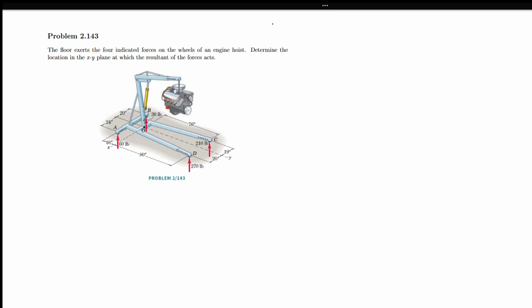All right, so this problem is asking us, let's see, we have an engine hoist, and we're trying to find the point in the xy plane where the resultant of all of these forces intersects. So we have four forces, and they're all going in the positive z direction. So what we want to do is first find the equivalent force couple if all of those forces were acting at the origin.